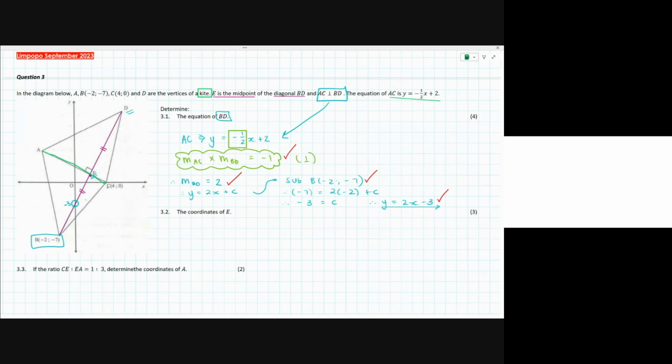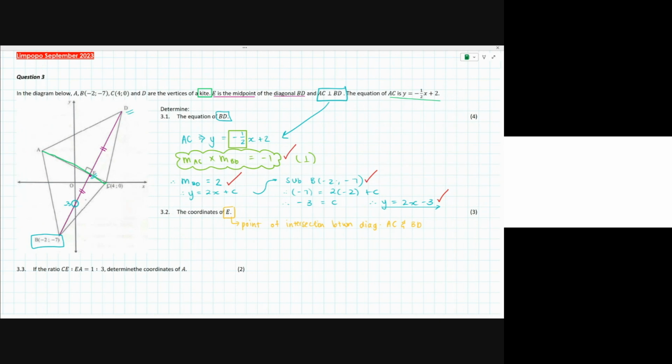So let's just grab a little color here so that we know what we're talking about. So E is the midpoint, but it is also the point of intersection between the diagonals AC and BD. Point of intersection, think back to functions. So we're bringing in some paper one knowledge here. Point of intersection means make your equations equal.